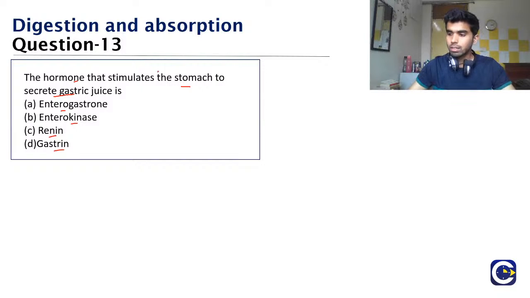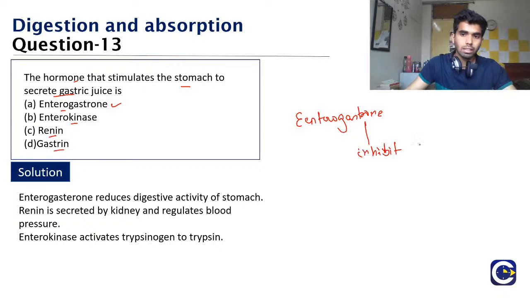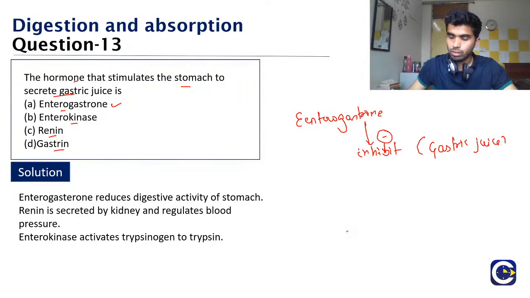So see, there are various neural and hormonal mechanisms that maintain the secretion and the movement of the food inside the alimentary canal. What is the first option? Enterogastrone. It does the reverse thing. What it does is that it inhibits the secretion of the gastric juice.